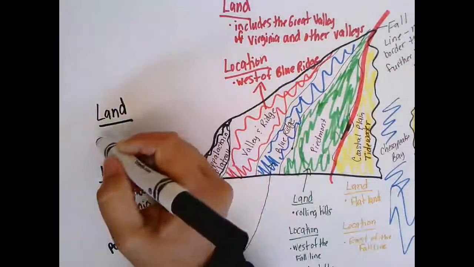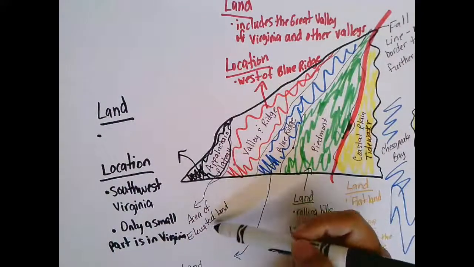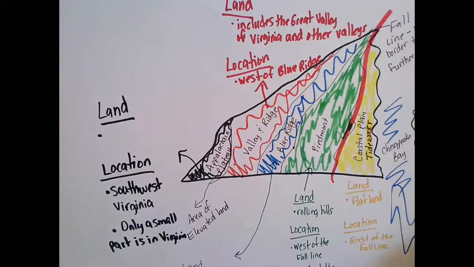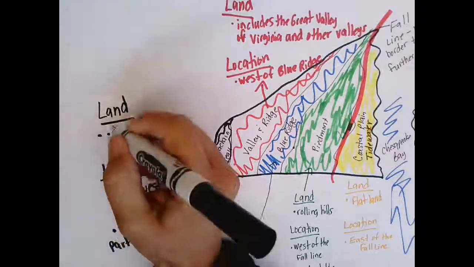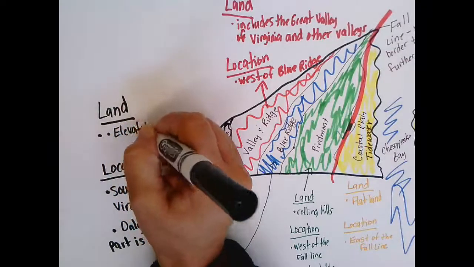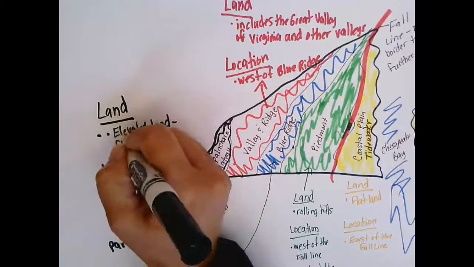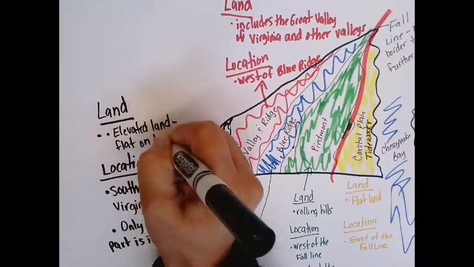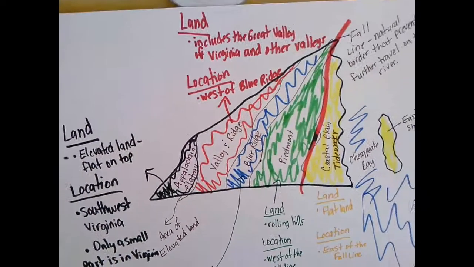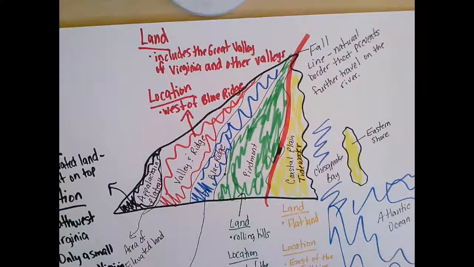Okay, now let's think about the land for just a minute. We know that plateau means area of elevated land. So the land of the Appalachian Plateau is going to be elevated land that's flat on top. Okay, now that right there is all of our regions and their characteristics.